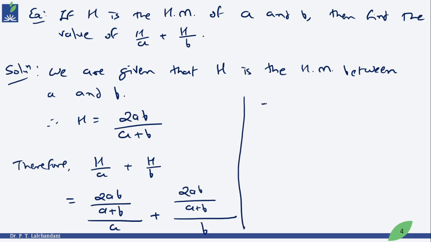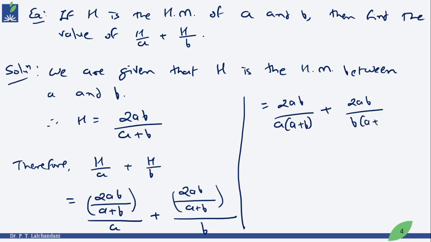So this is equal to, you can observe that these terms are in the numerator while this is in the denominator. So we can observe that this a will be multiplied with a plus b. Simplifying this, we will get twice ab divided by a into a plus b, plus again this b will be multiplied with this, so twice ab divided by b into a plus b.